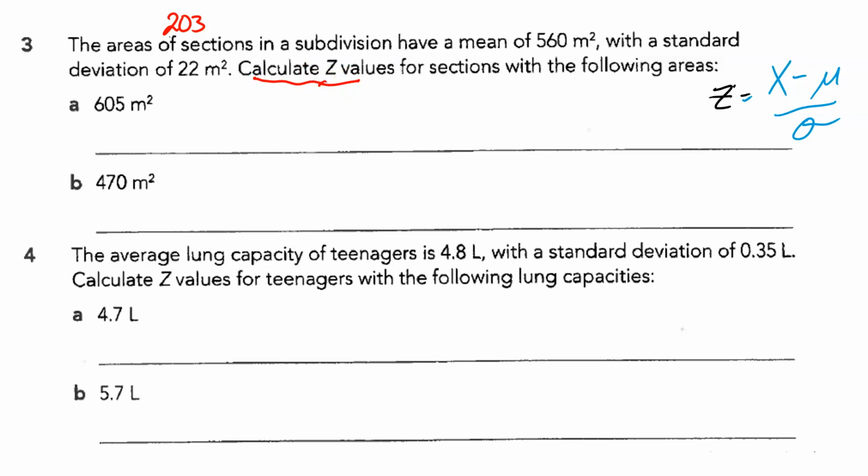So the areas of sections and subdivision are 560 meters squared with a standard deviation of 22 meters squared. So the key thing is this, the symbol, that's the mean, that's the standard deviation. So calculate the Z values for the sections with the following areas. So these become the X values, the real world value that we don't have a table for to work out the probabilities. What we do have probabilities for are the Z values. So that's why we're converting them.